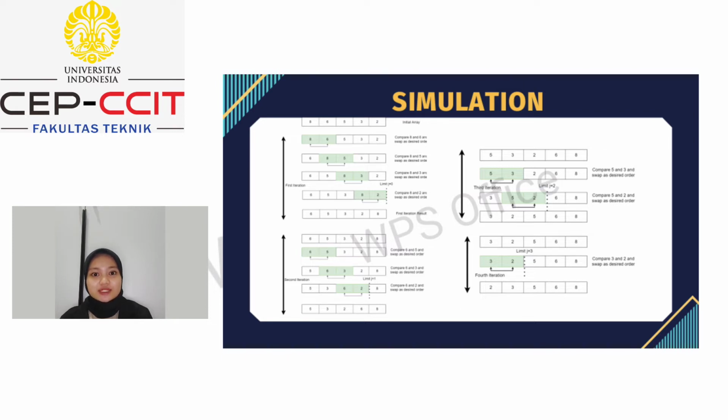In the second and subsequent iterations, the last index is not compared because it is already in the right position. So comparison is only done on the numbers that have not been sorted, starting from the left. The number of iterations of bubble sort is the data length minus 1. We can see in the simulation there are 5 data and the total iteration is 4.